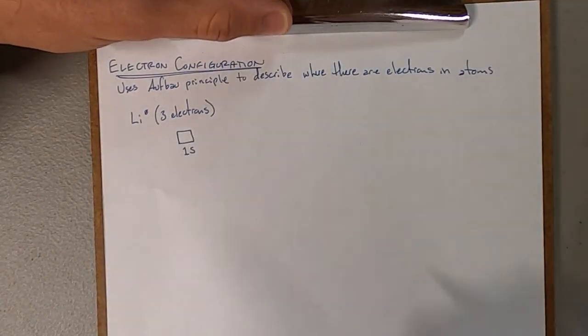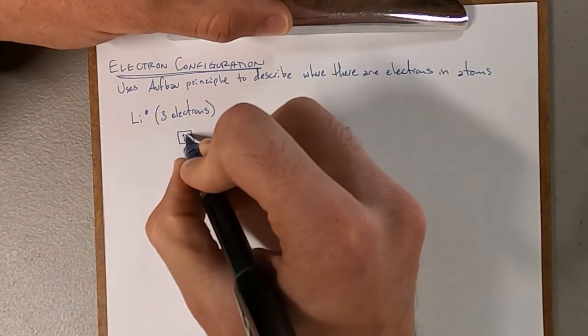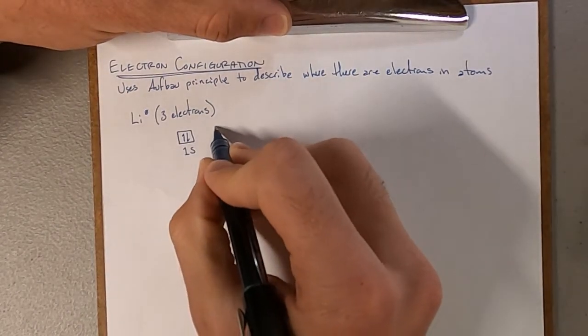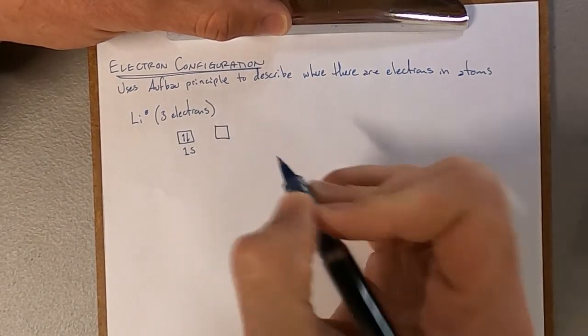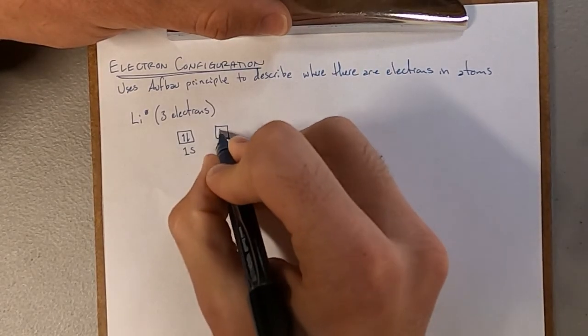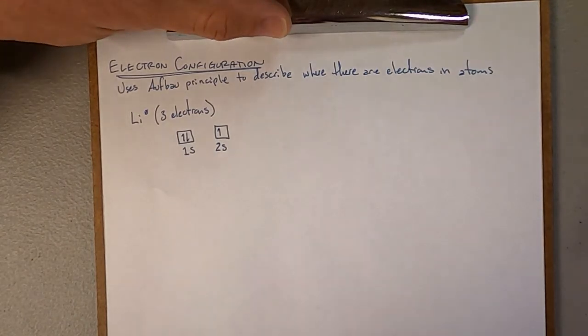This box will represent the 1s, the lowest energy, and it gets 2 electrons, one that has an up spin and one that has a down spin. We have 1 electron left to place, so the next sublevel up is a 2s, and it would have just 1 electron. By convention, you typically will just put up spin electrons in if they're singlets.